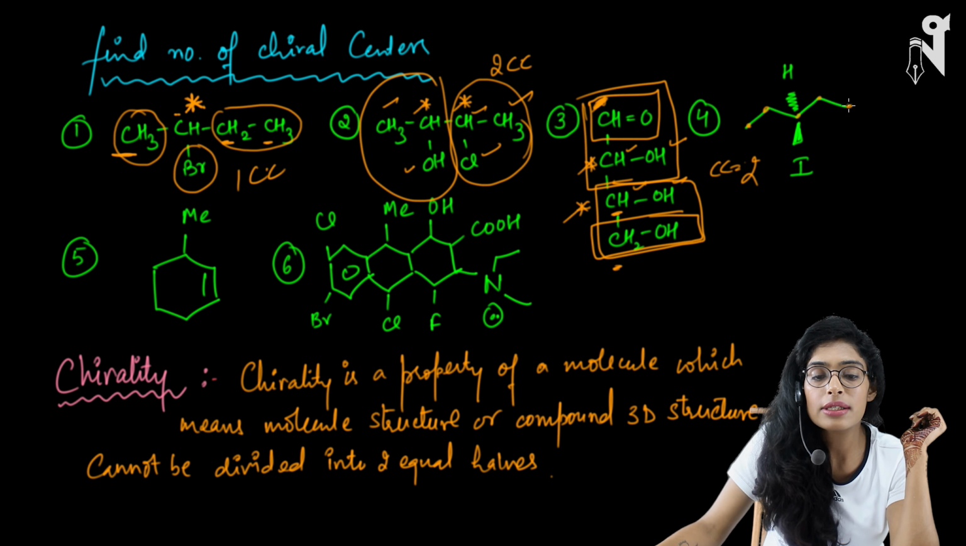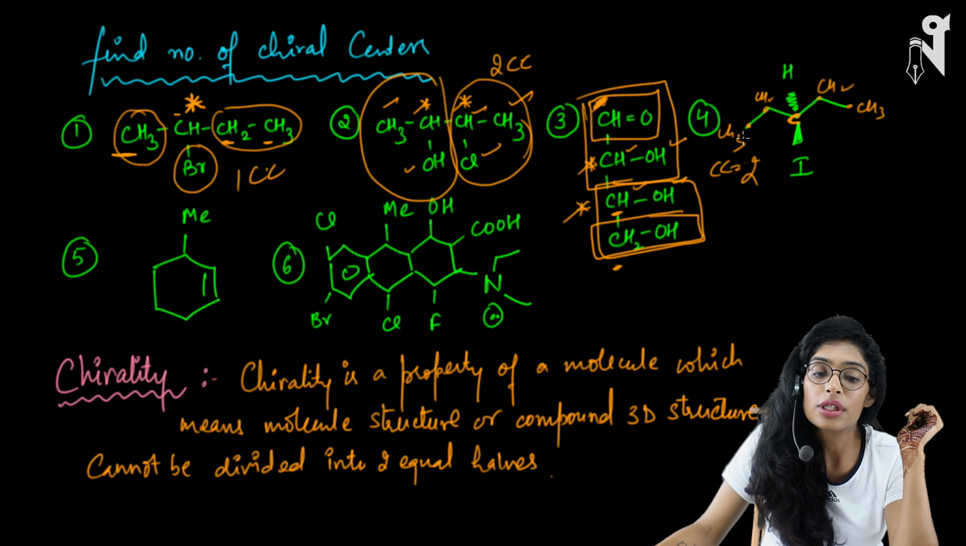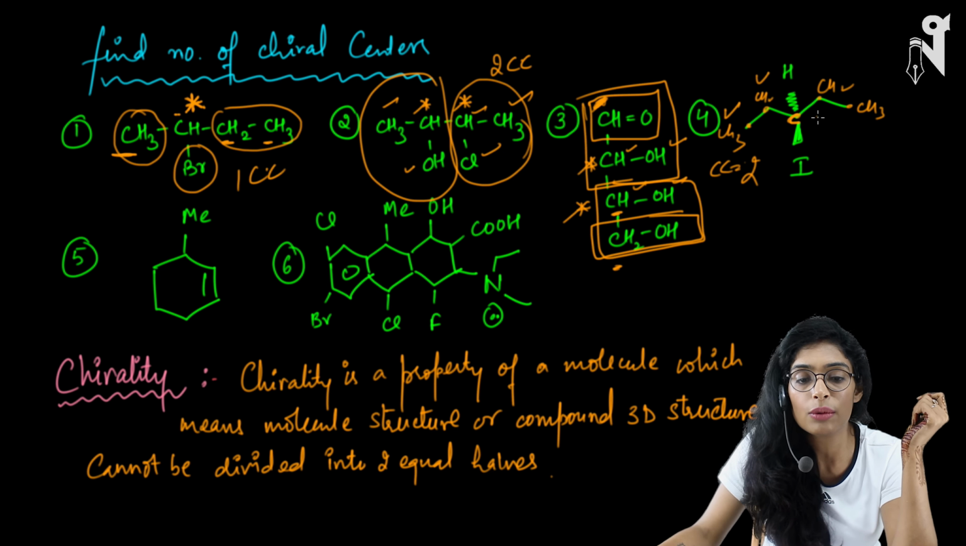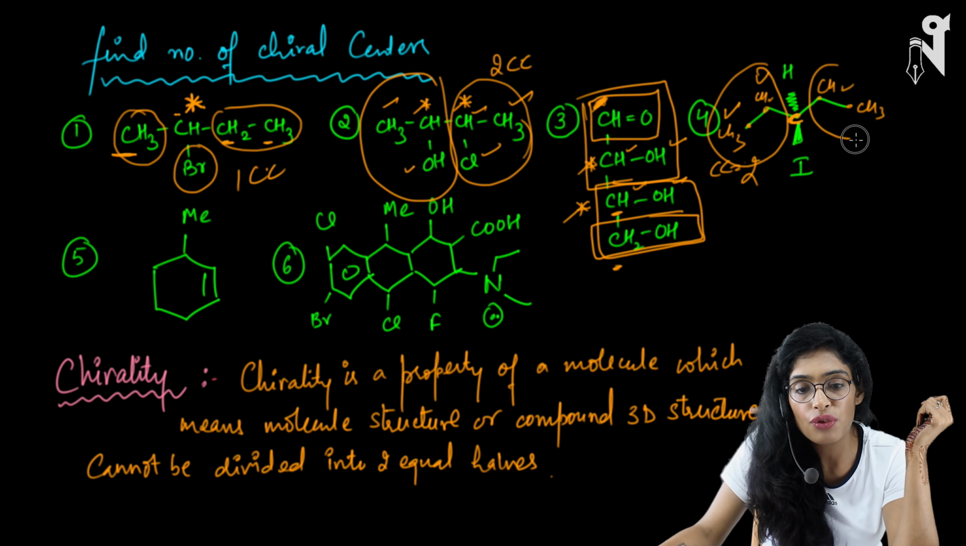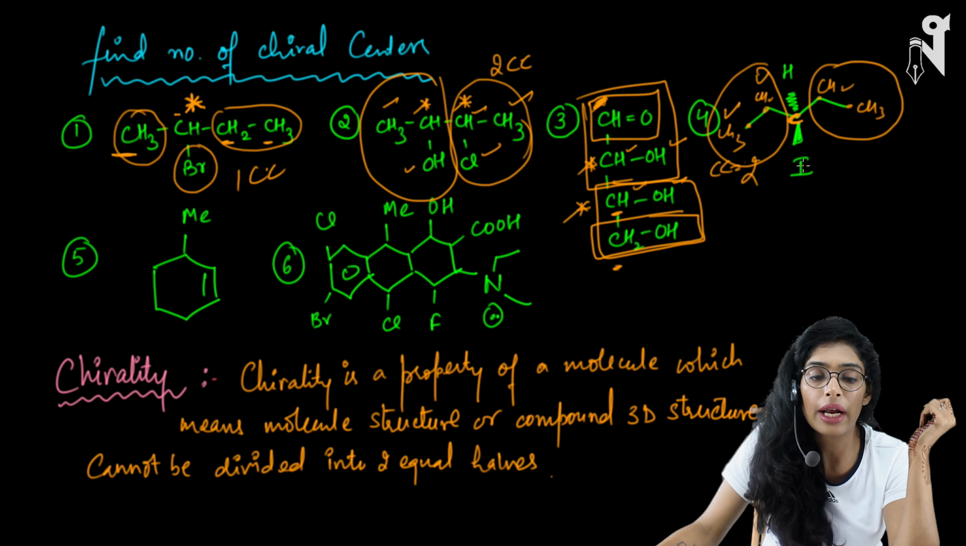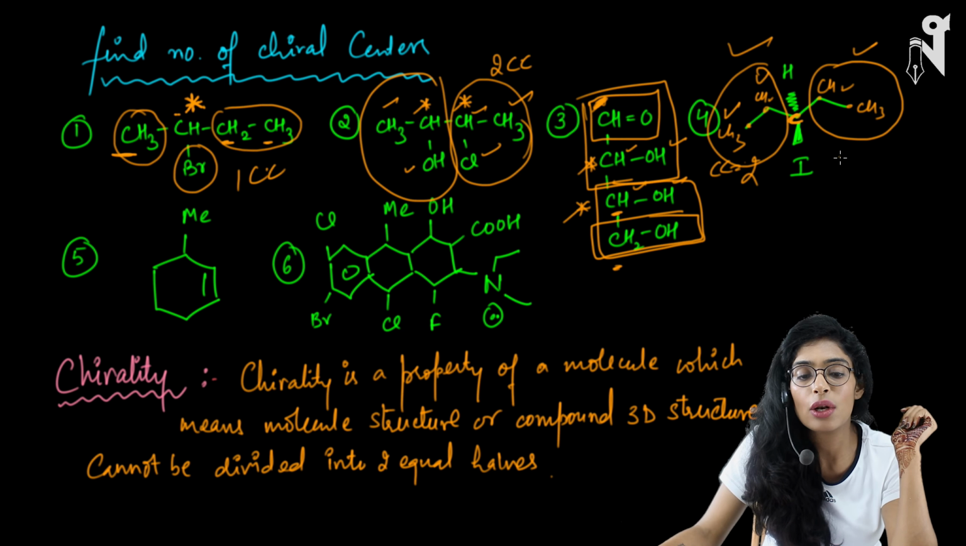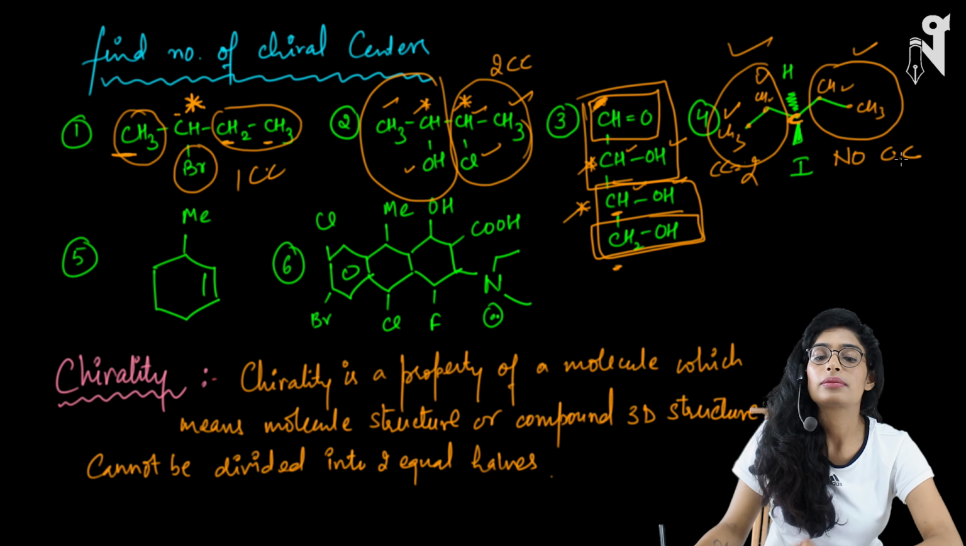Now let's talk about this compound. This compound has CH3, CH2, CH2, CH3, and the carbon in the center. CH3 has 3 hydrogens, cannot be a chiral center. CH2 has 2 hydrogens, cannot be a chiral center. What about this carbon? This carbon has C2H5 here, C2H5 here, hydrogen here and iodine here. This also has 2 same groups on both ends. So this cannot be a chiral center, so no chiral center.